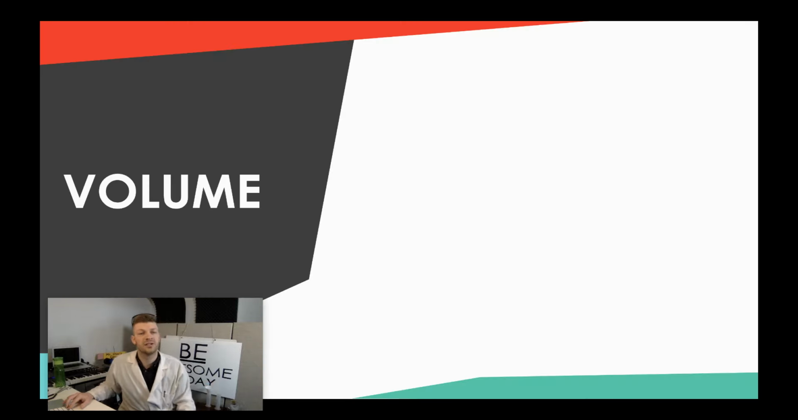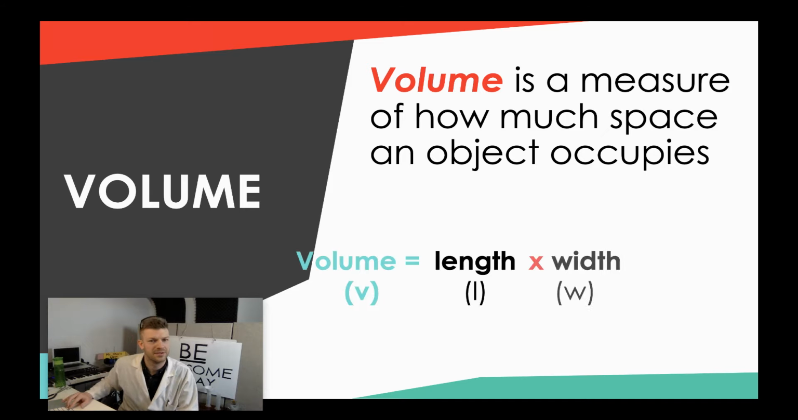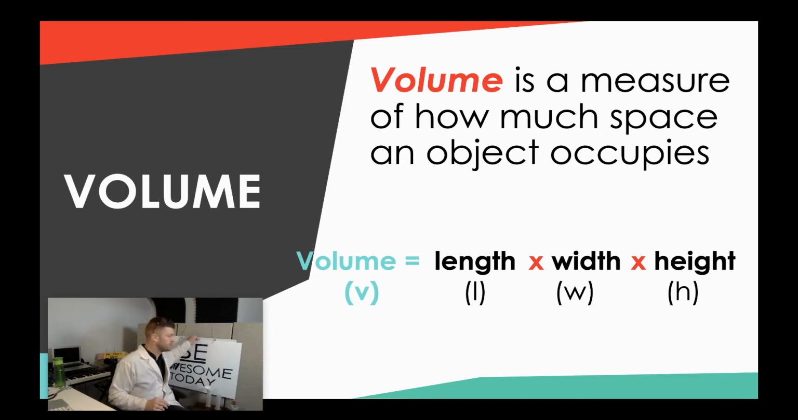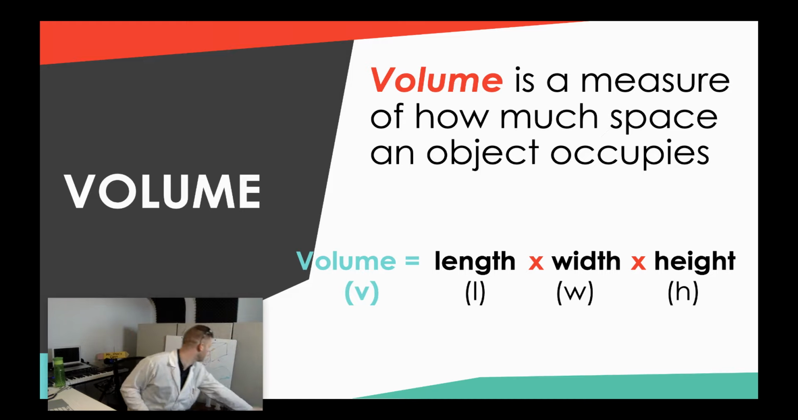In math, my class is learning about volume, and you've learned about volume every year, maybe. It's a measure of how much space an object occupies, takes up. And you know this, volume equals length times width times height. Length times width times the third dimension of height. In my class, we're learning about the volume of a cylinder. Isn't that perfect for science?